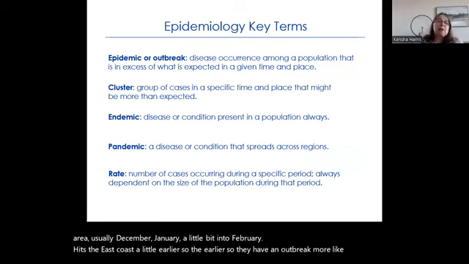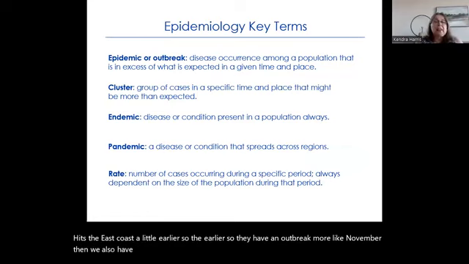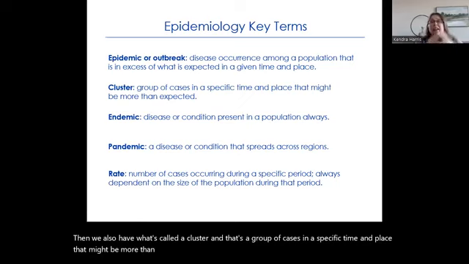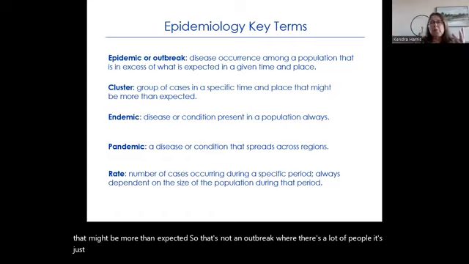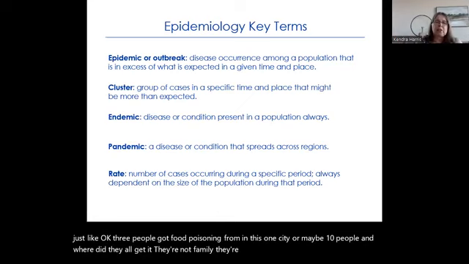Then we also have what's called a cluster, and that's a group of cases in a specific time and place that might be more than expected. So that's not like an outbreak where there's a lot of people. It's just like, okay, 3 people got food poisoning in this one city, or maybe 10 people. And where did they all get it? They're not family, they're not sharing it. It looks like it's bacterial.